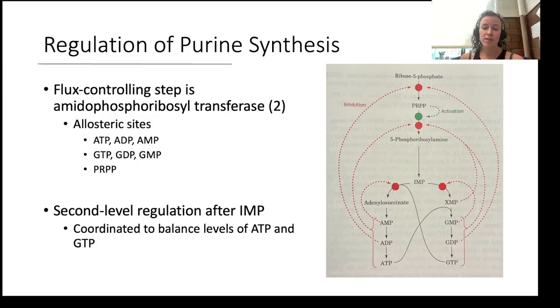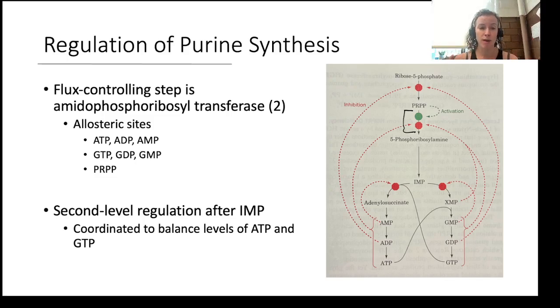So the important flux controlling step is the one happening right here. The first step is also rate determining, but we're really seeing tighter regulation of flux at step 2, which is performed by amidophosphoribosyl transferase. It has a number of allosteric sites that regulate this enzyme.